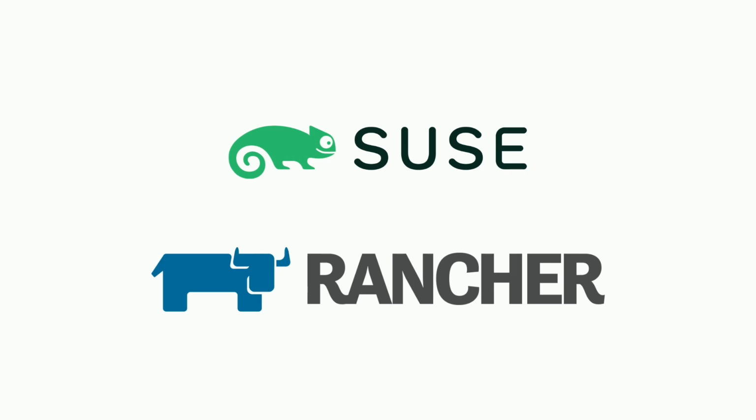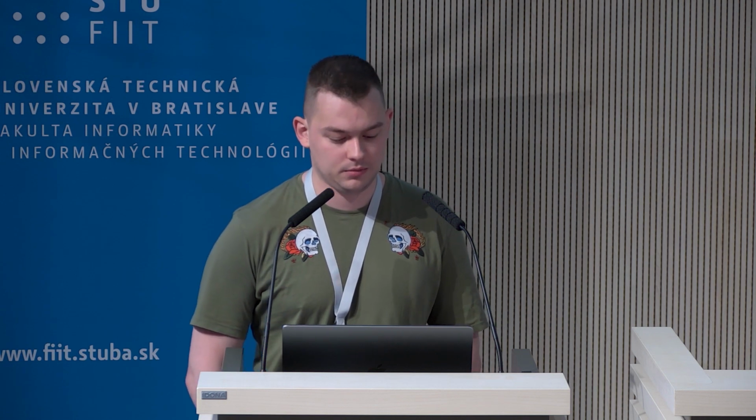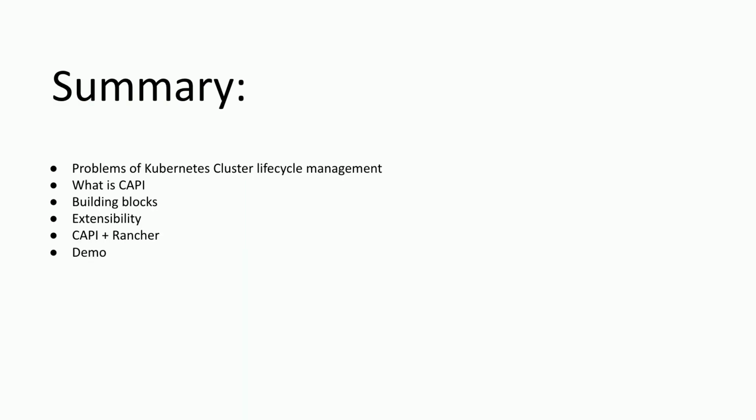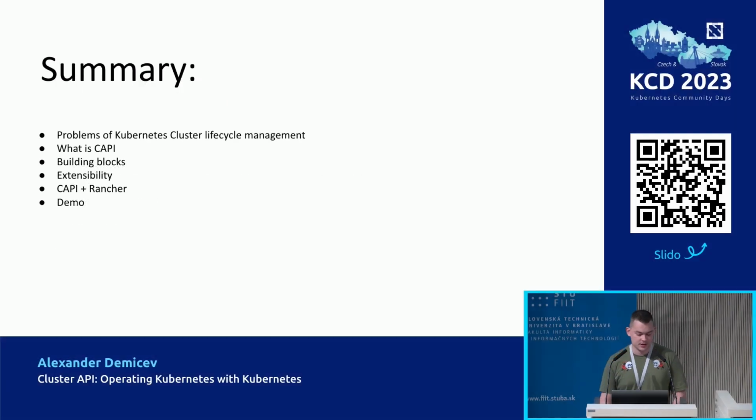But first, I will introduce myself a bit. I'm a software engineer at a company called SUSE, where I work on Rancher, and Rancher is a Kubernetes cluster management platform. It includes a lot of things, so I will not go into details about it because it will take a longer time. Today I will try to explain the problems of cluster lifecycle management, then explain a bit what Cluster API is, some building blocks, and extensibility of Cluster API. Then I will tell you a bit about how we play with it in Rancher and also do a short demo.